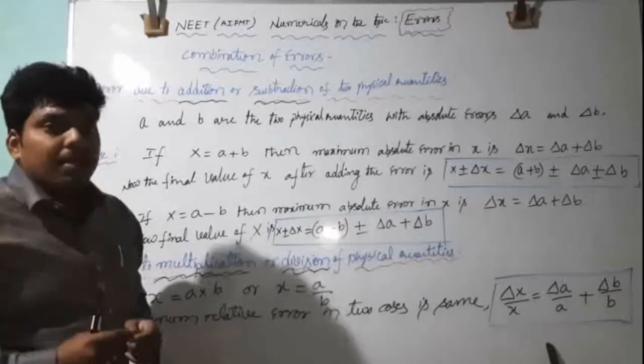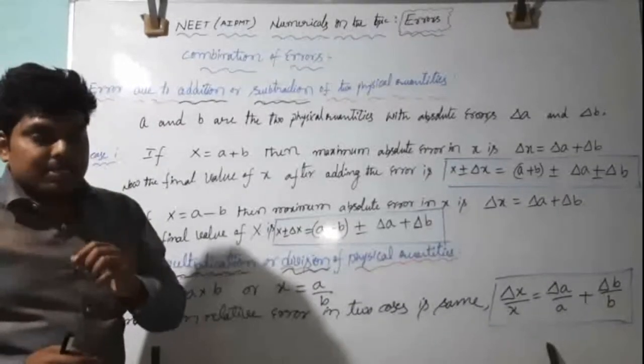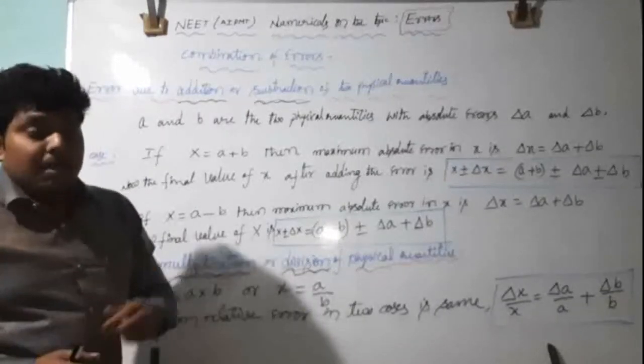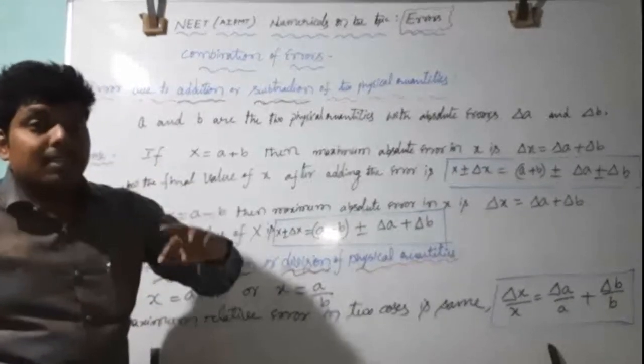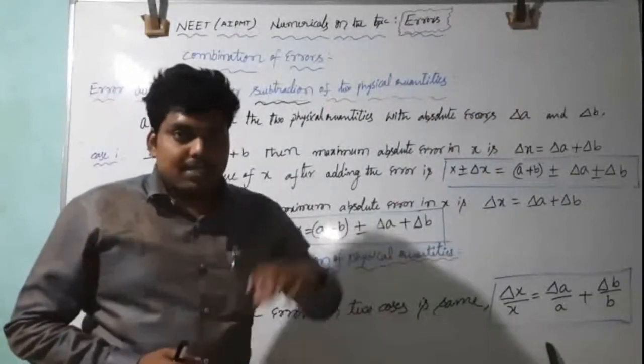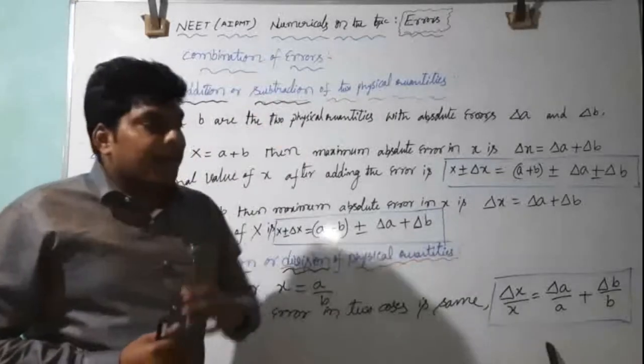Now, how to determine the error in the velocity? Velocity is a combination of two different physical quantities. That means the error in the velocity is a combination of the errors in the two different physical quantities. This is the example.